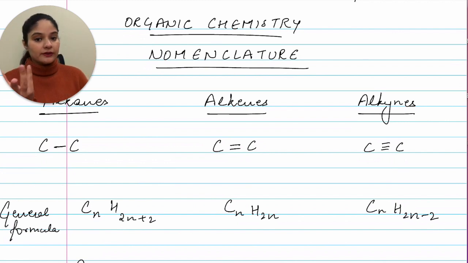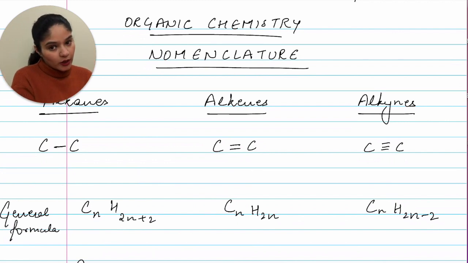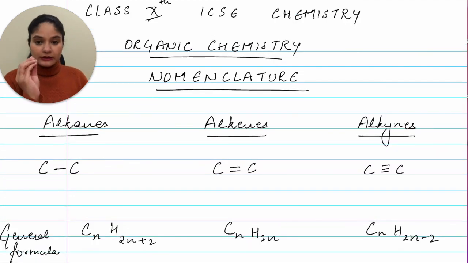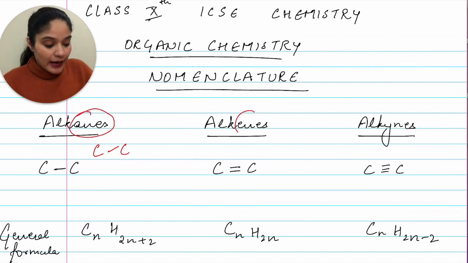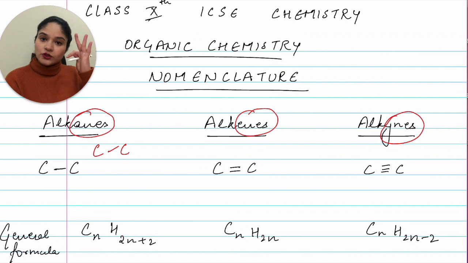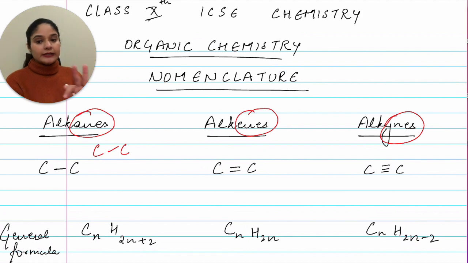You can have a single bond, a double bond or a triple bond. So the basic understanding is that alkanes are forming C and C single bond carbon chains, anes. Then alkenes give you double bonds, so C double bond C, and alkynes are giving you triple bonds, so you have C triple bond C. This is my basic understanding that I have three types of organic compounds here.